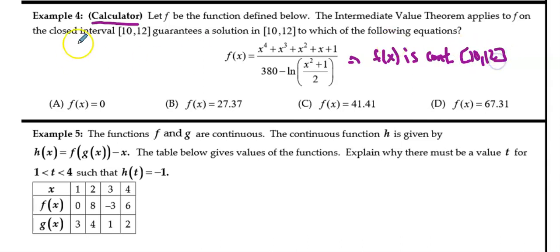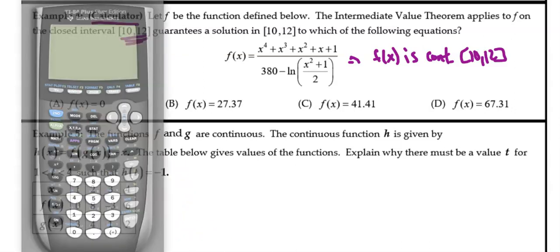All right, so it says it applies on the closed interval from 10 to 12. Is this continuous everywhere? We don't know, but we at least know it's continuous on the interval from 10 to 12. It says, can we guarantee a solution to which of the following equations? So basically we have our function, and we're wondering which of these 4 equations will be a solution to our equation? So the first clue to do this problem is, well, it's a calculator problem, so we're going to graph it.